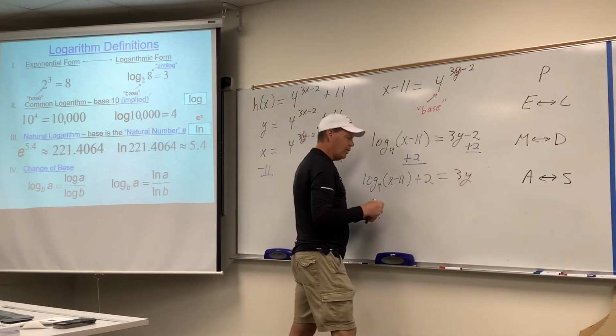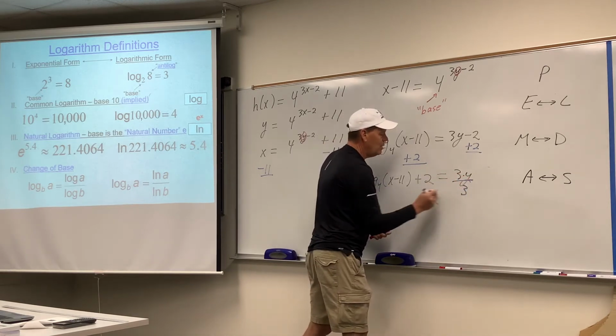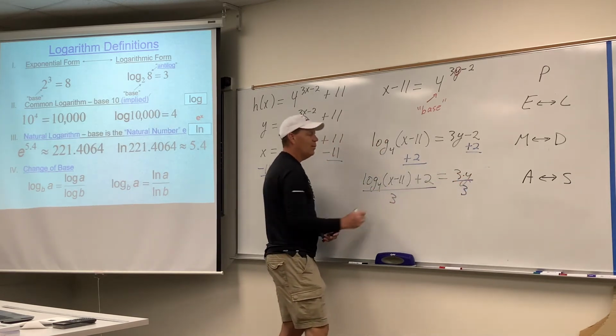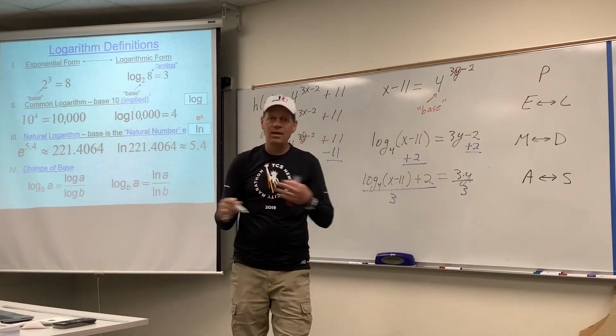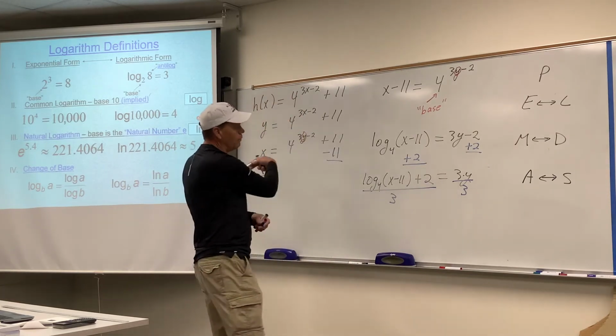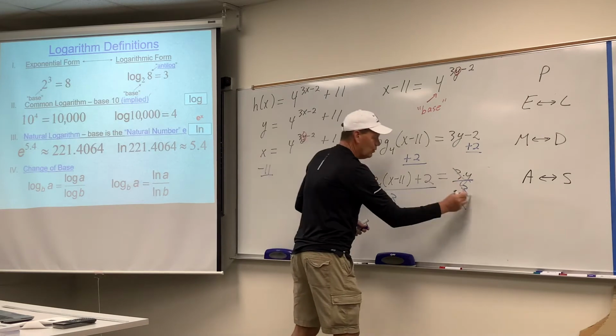And then we'll get rid of the 3 since it's multiplication with division. Put the whole thing over 3. Whatever you do to one side of an equation, do it to the entire other side. Put that whole thing over 3. And that'll be y equals, won't it?